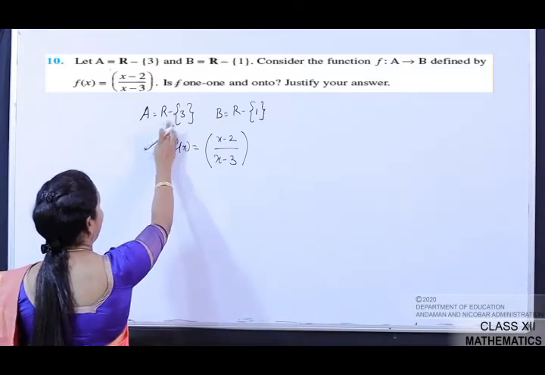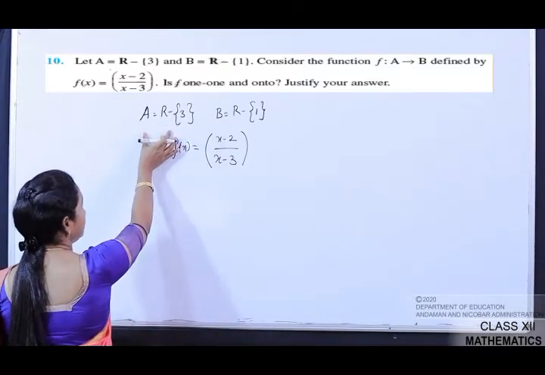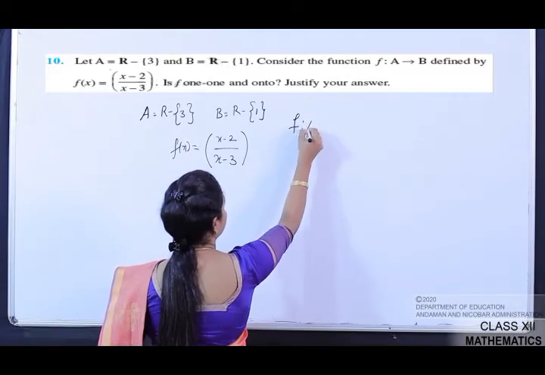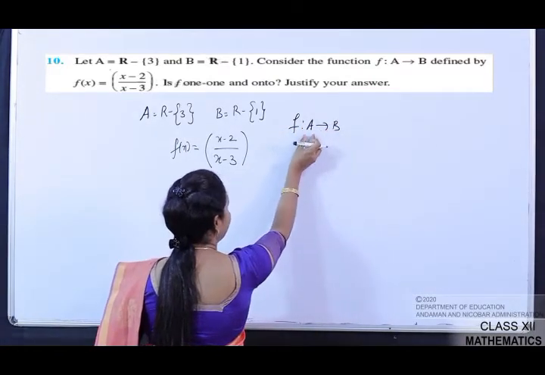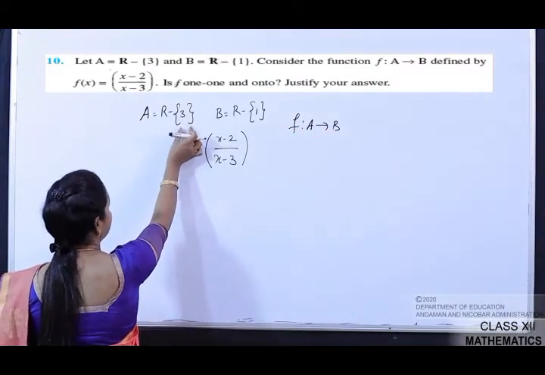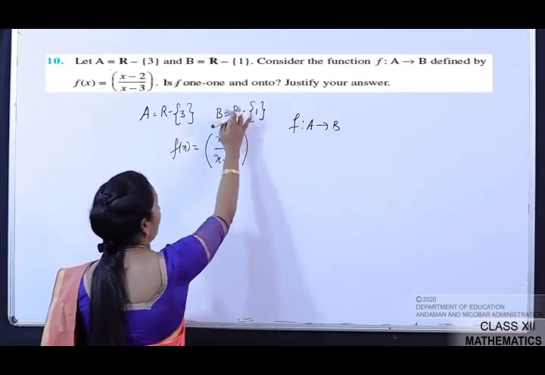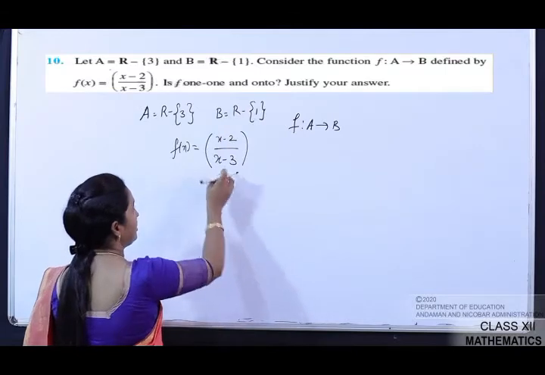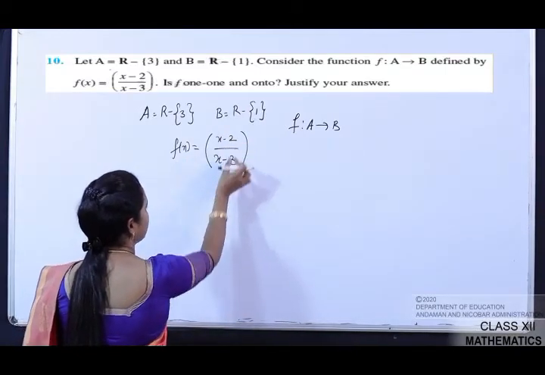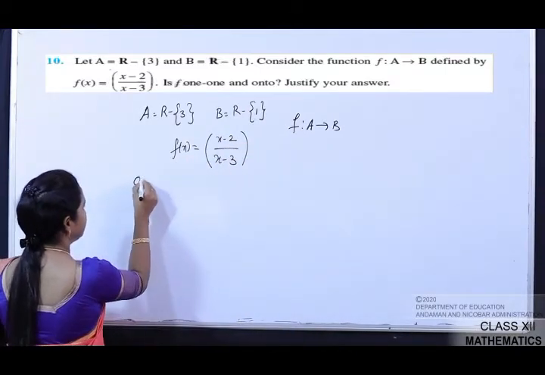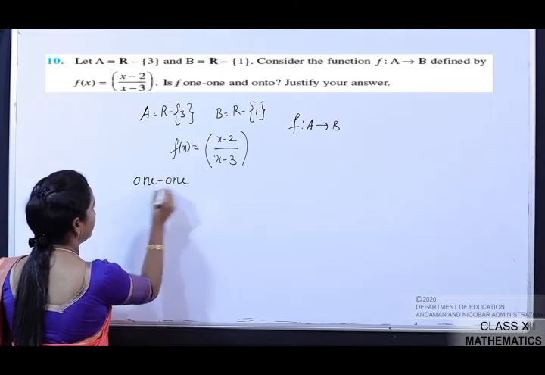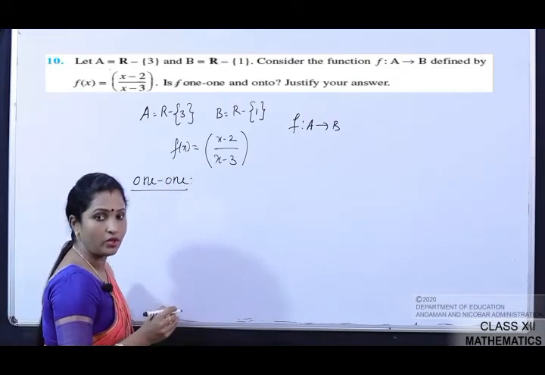A is given to be R − {3}. What does it mean? f is a mapping from A to B and A is given to be R − {3}. That means all the real numbers except 3. What about this one? All the real numbers except 1. Okay, so f(x) = (x − 2)/(x − 3). Now let's see first whether it is a one-to-one function or not.